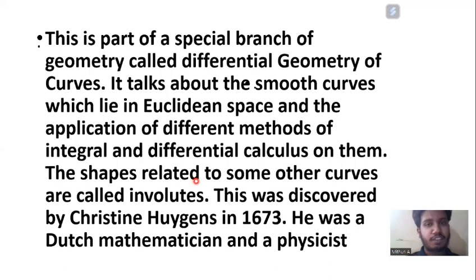This is a part of a special branch of geometry we call differential geometry of curves. It deals with smooth curves which lie in Euclidean space and the application of methods of integral and differential calculus on them. The shapes related to some other curves are called involutes, and this was discovered by Christian Huygens in 1673. He was a Dutch physicist.